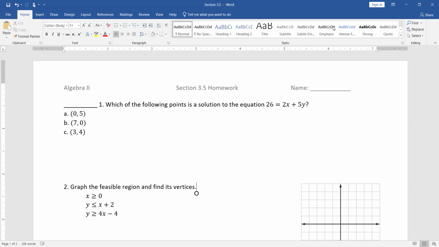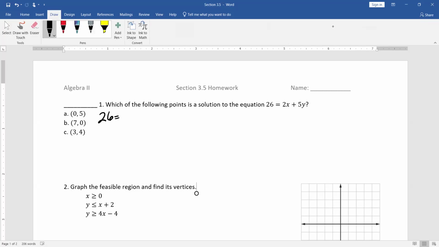So we have these ordered pairs for A, B, and C, so we're just going to plug those in. So 26 equals 2 times 0, for A, it's 0, plus 5 times the y, 5. So 26 equals 5 times 5, which is 25. So that is not true. So this one is not a solution.